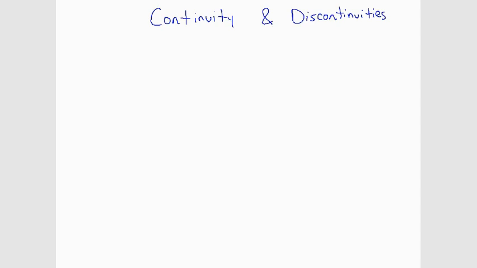What I like to do is start with the assumption that a function will be continuous over all real numbers. That would be the interval of negative infinity to infinity. We're talking about interval notation. But then we take that and we break it up based on where we see the discontinuities.